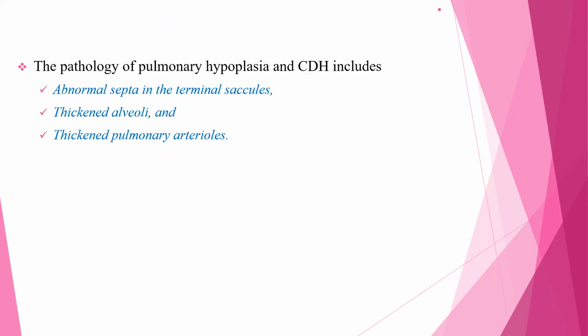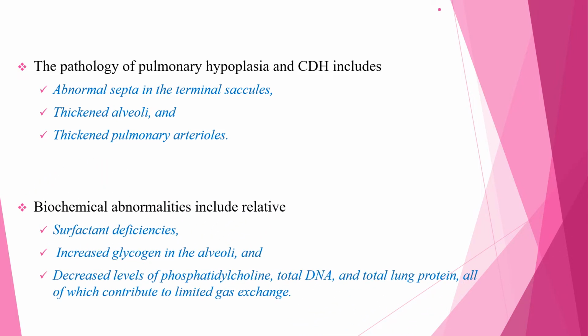The pathology of pulmonary hypoplasia in congenital diaphragmatic hernia includes abnormal septa in the terminal saccules, thickened alveoli, and thickened pulmonary arterioles. The biochemical abnormalities include relative surfactant deficiency, increased glycogen in the alveoli, and decreased levels of phosphatidylcholine, total DNA, and total lung protein, all of which contribute to limited gas exchange.